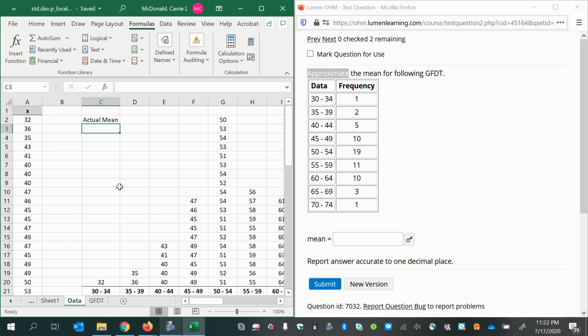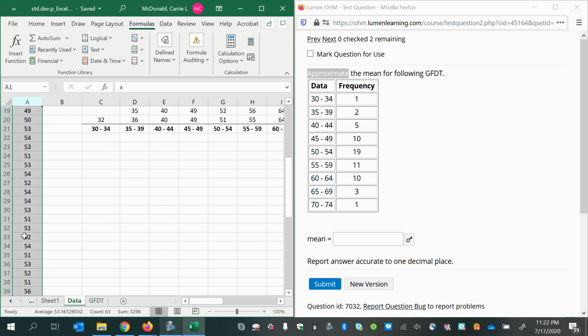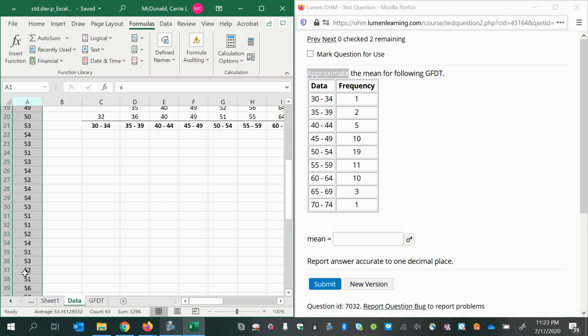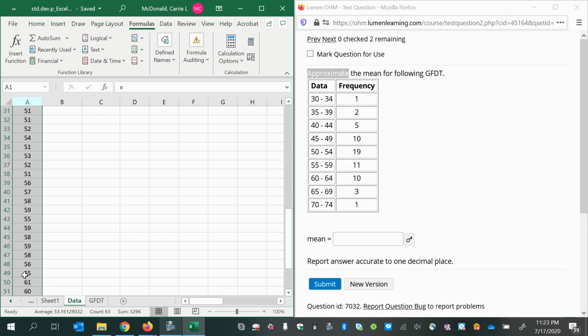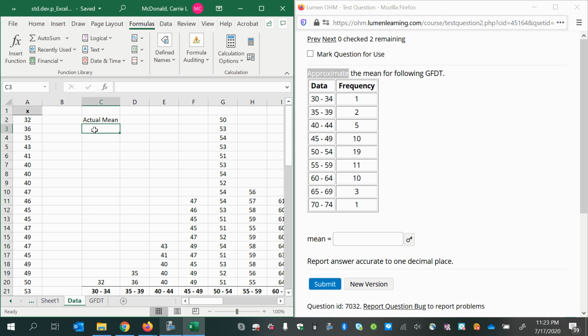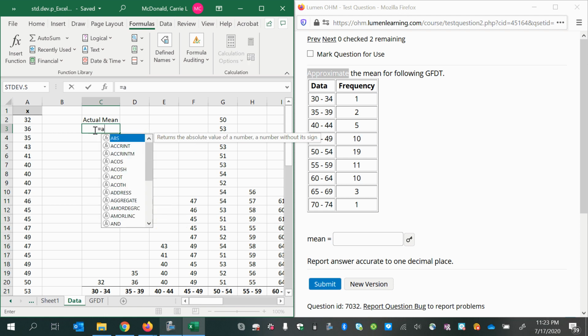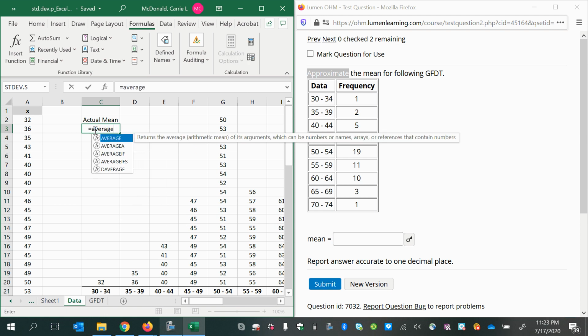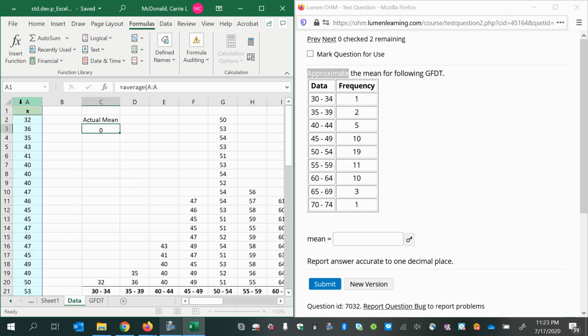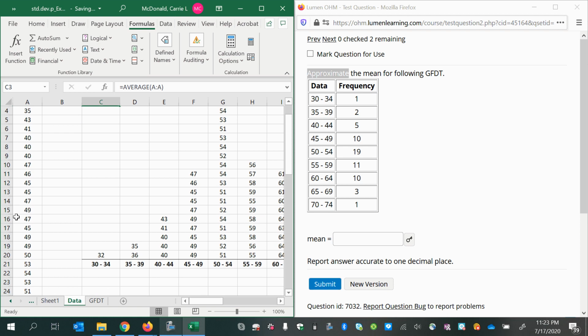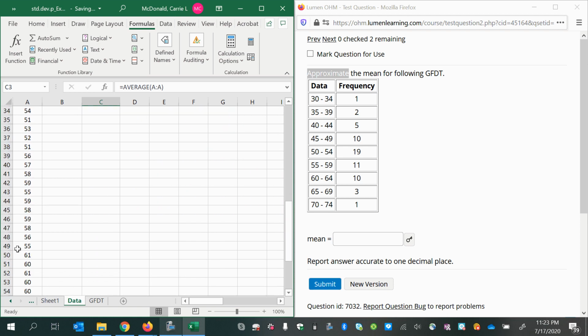Imagine that you are the researcher and you've collected, in this case, 62 data points here. And you calculate the mean. We'll just use the average function here, of the entire set of values, to be 53.